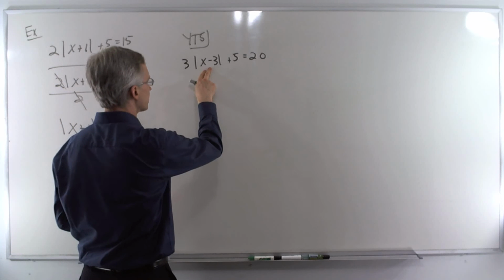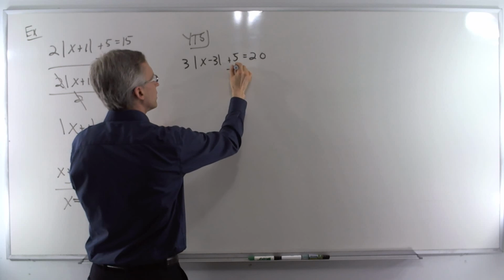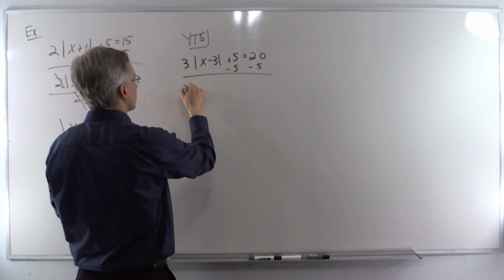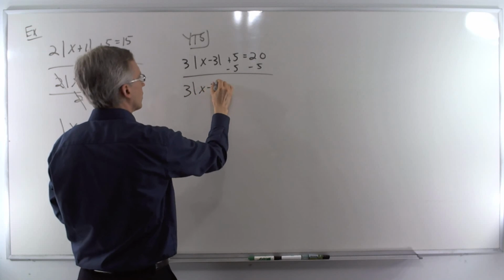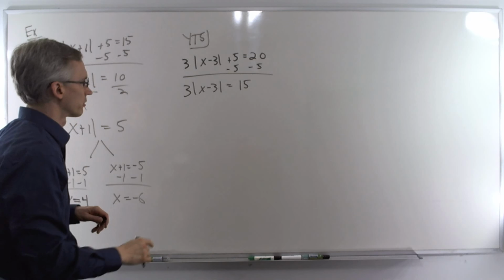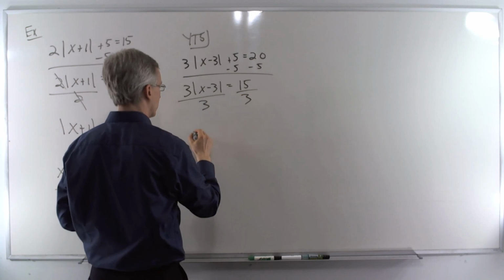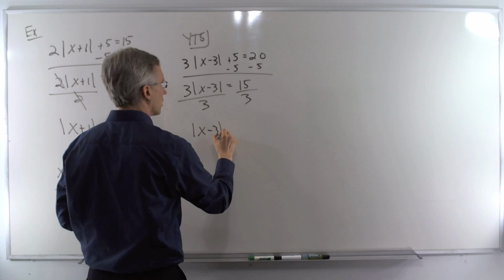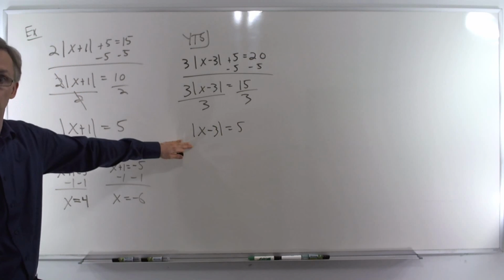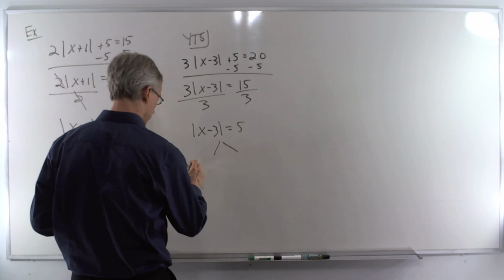All right, we need to get this by itself, so we need to remove those two things. Let's get rid of the plus 5 first. All right, now I'll divide both sides of the equation by 3 to get rid of that coefficient. All right, now we've got the absolute value isolated. At this point, we can split it up into 2 equations.